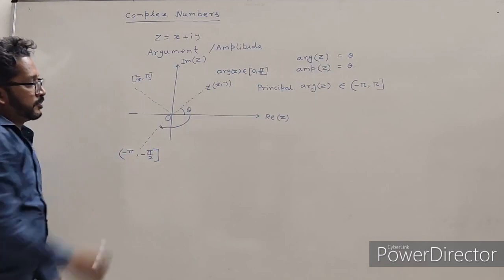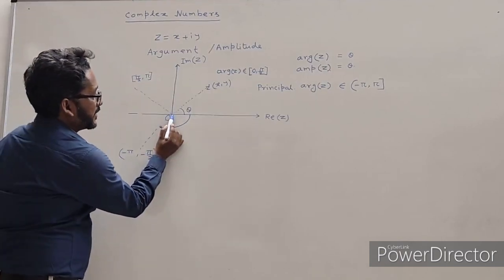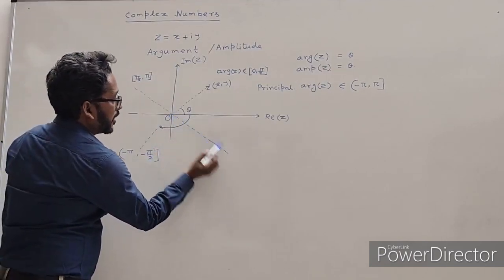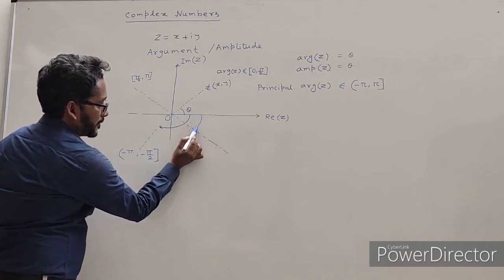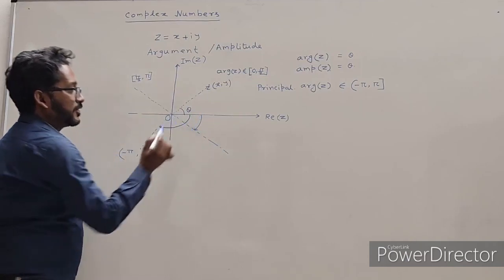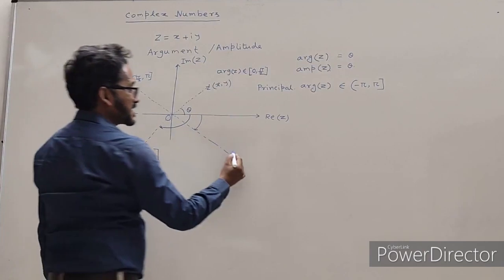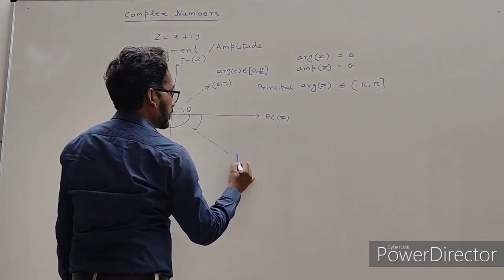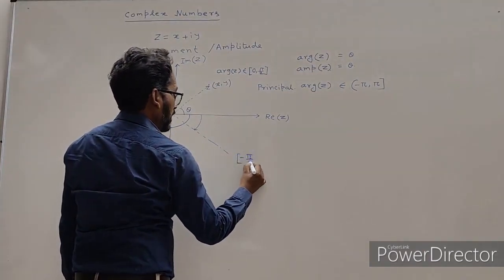Similarly, if z is lying in the fourth quadrant, at that time we will calculate it in a clockwise direction and the angle should be negative. We can say it is lying between minus pi by 2 and 0.